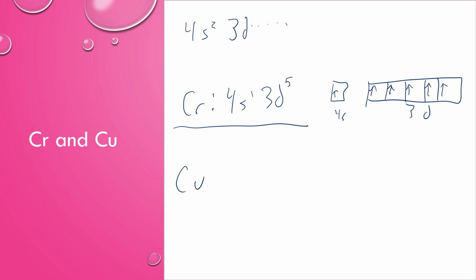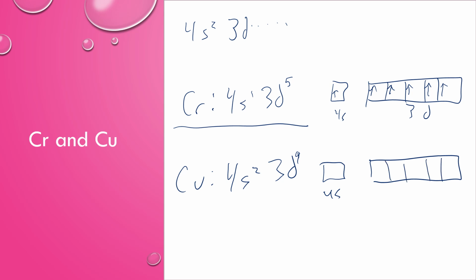Copper is very similar. Copper has 29 electrons total, 18 of which are core electrons, so that means you have 11 additional electrons. You could do 4s2, 3d9 if you followed the pattern, and that would look like this. 1, 2.